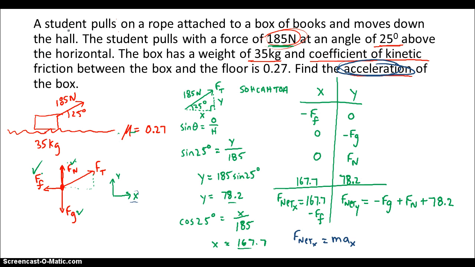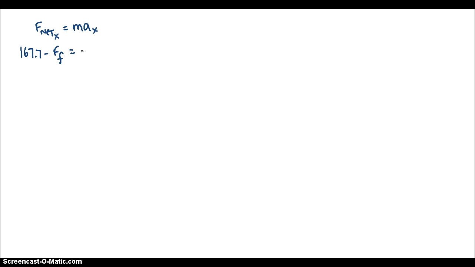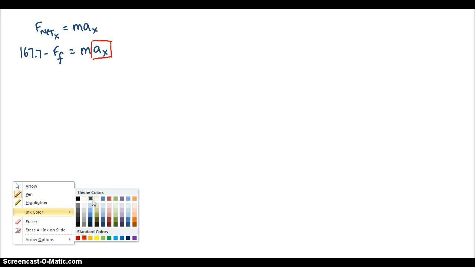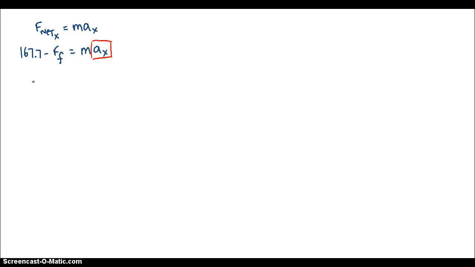Is equal to mass times my acceleration. Now we're trying to find what this is. This is our goal. Put a big square around it. This is what we're trying to find. All right. So let's try to put in what we can, what we know here.